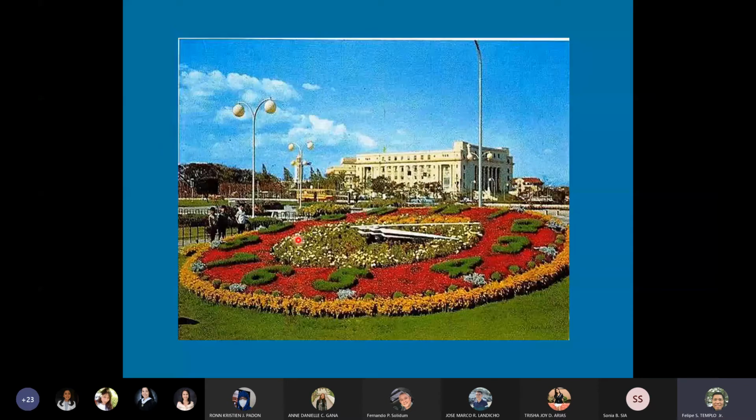We also have this flower clock in Luneta. I think this was actually already in the 70s.